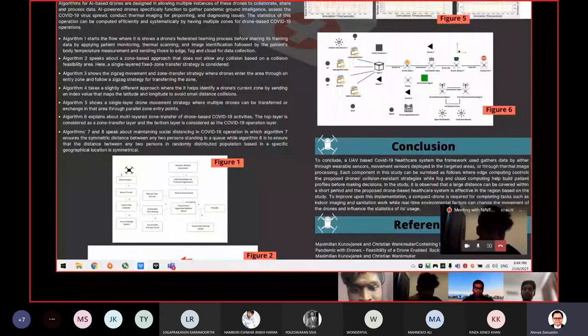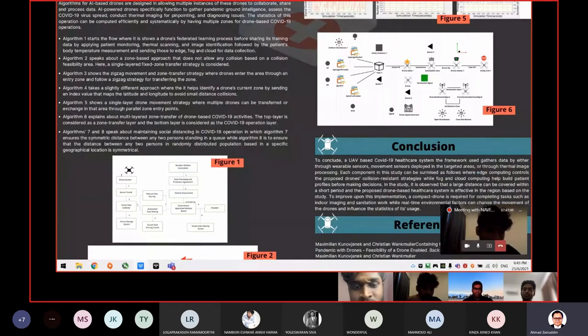Moving on to algorithm number five, we have the single layer drone movement strategy, where algorithms two, three, and four are supplemented towards multiple drones, which follow a parallel entry point into the zones. This is further explained in algorithm number six, where we have multi-layered zone transfer systems for multiple drones. The top layer and the operation layer are separated. The top layer is considered the zone transfer layer, and the bottom layer is the operation layer for operations based on COVID-19 specifications.